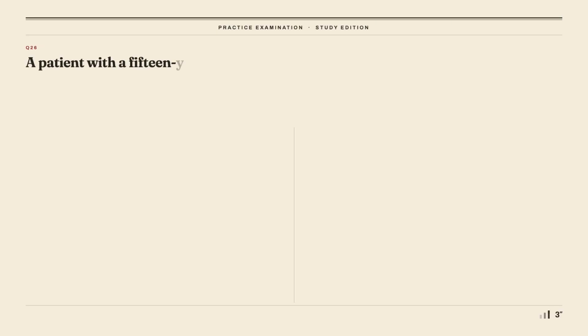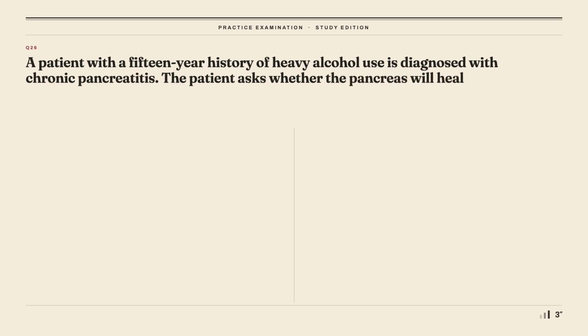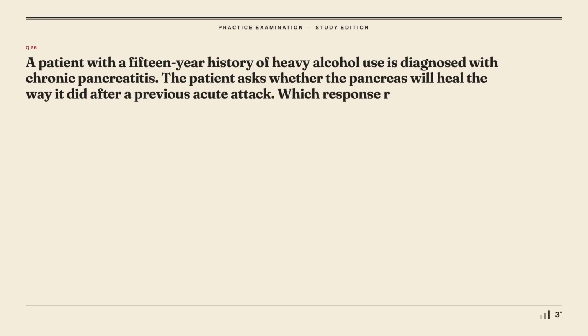Question 26. A patient with a 15-year history of heavy alcohol use is diagnosed with chronic pancreatitis. The patient asks whether the pancreas will heal the way it did after a previous acute attack. Which response reflects an accurate understanding of the condition?